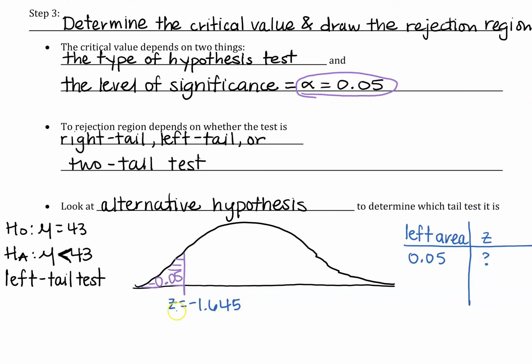So we have determined our critical value. That is our Z sub C here. You can call that Z, or you can just call that Z sub C. The C stands for critical. And our rejection region is the purple shaded area with an area of 0.05.